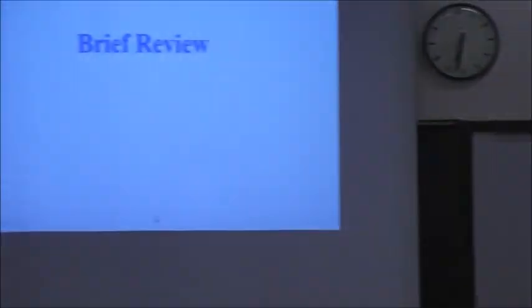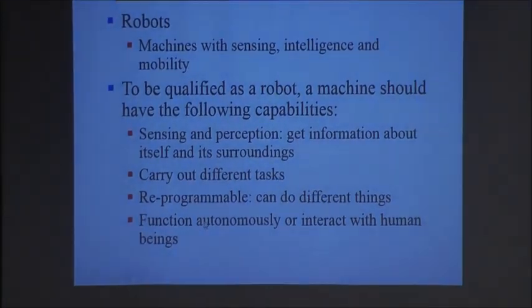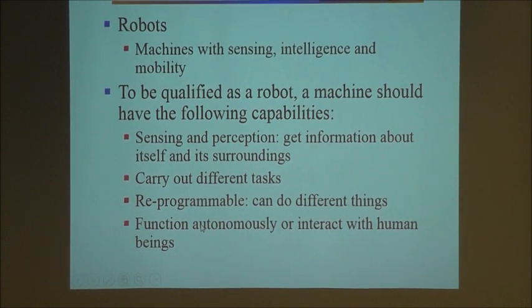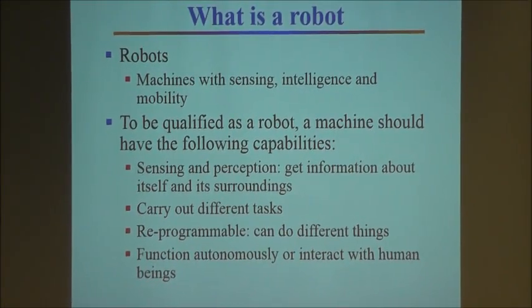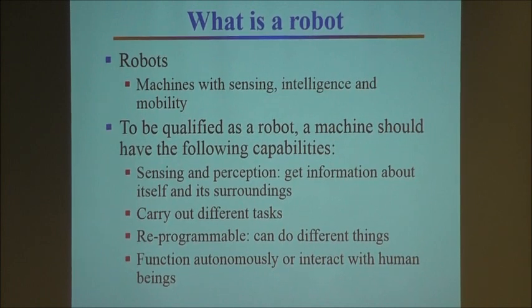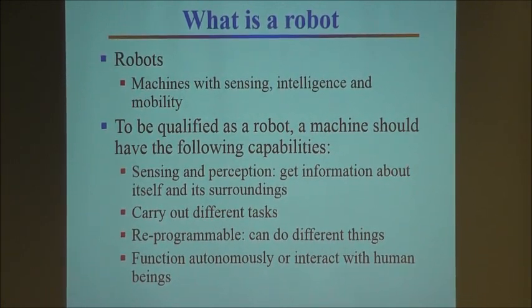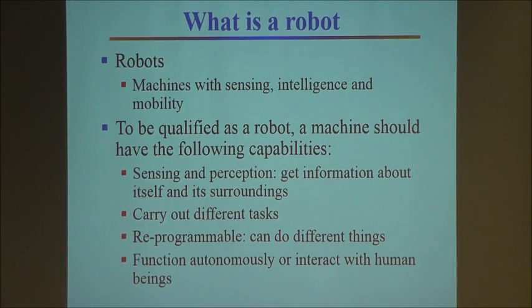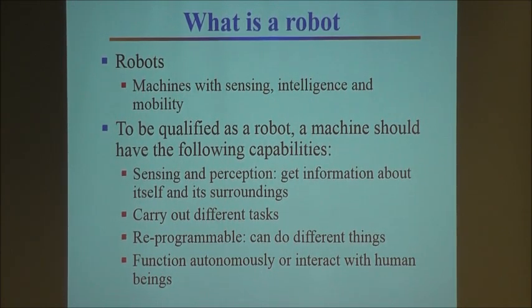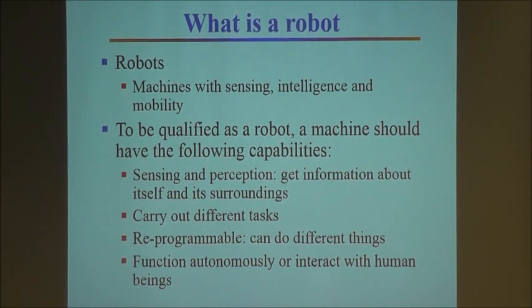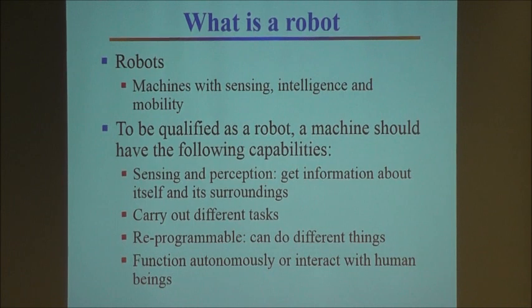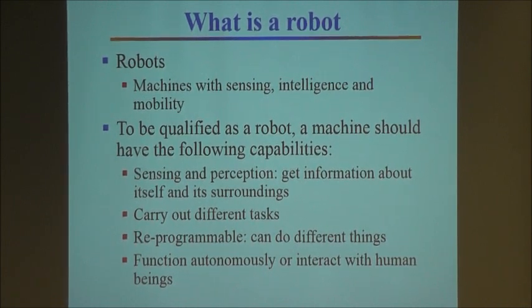Okay, welcome back to the class, and here we are going to look at sensing and sensors, and we do a bit of review of some of the issues in this course. The most fundamental question anybody can ask you: what is a robot? Okay, and you could have at least 2 or 3 definitions for it. Your book has also a similar definition: machines with sensing, intelligence, and mobility. That's one possibility.